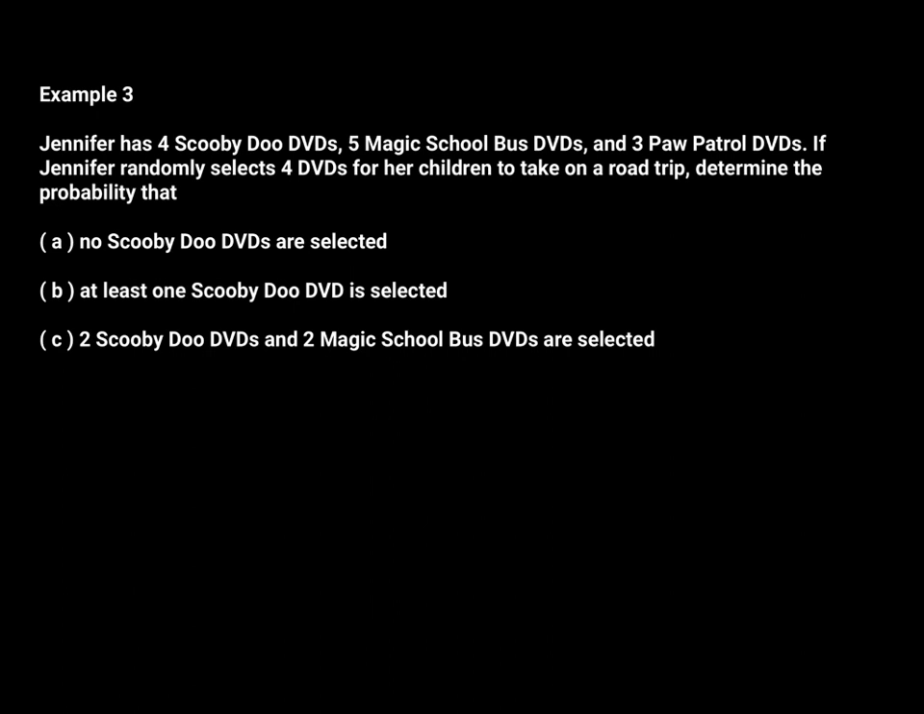Out of how many total DVDs does she have? 4 Scooby-Doos, 5 Magic School Bus, 3 Paw Patrol. So if there's only Magic School Bus and Paw Patrol, that's 8 DVDs. Therefore, the number of ways that 4 Magic School Bus or Paw Patrol DVDs may be selected from 8 Magic School Bus or Paw Patrol DVDs is this combination. We're choosing 4 DVDs out of 8.